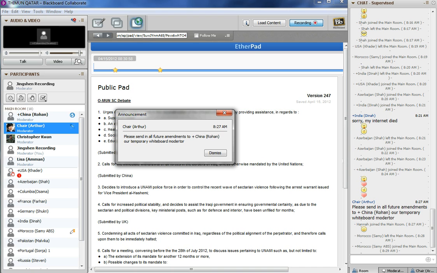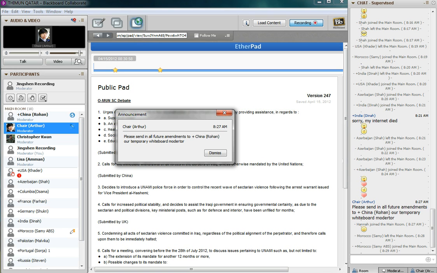Thank you. Would the delegate please yield the floor back to the chair? The delegate yields the floor to the chair. Thank you. Time for this amendment has now elapsed. We'll now move to activate time against.